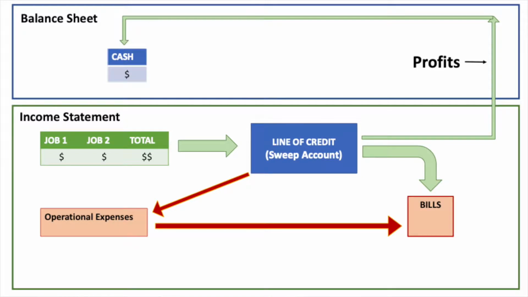Then as the business produces income through its activity, the company pays off the line of credit and pockets the profits. What makes a sweep account is that money coming in from the business is deposited directly into the line of credit instead of a business checking or some other account.